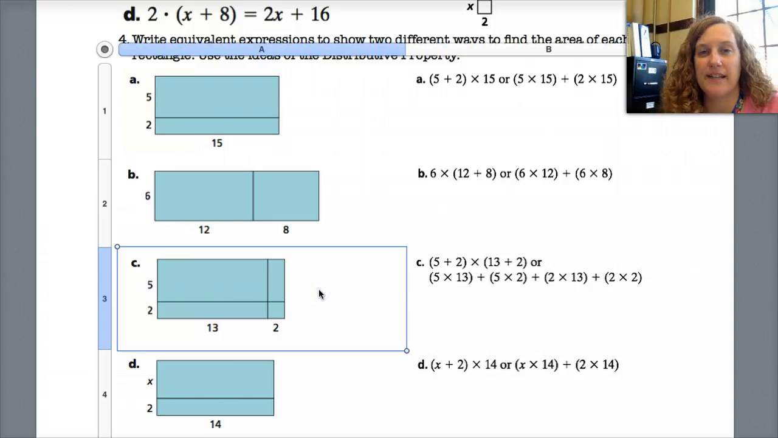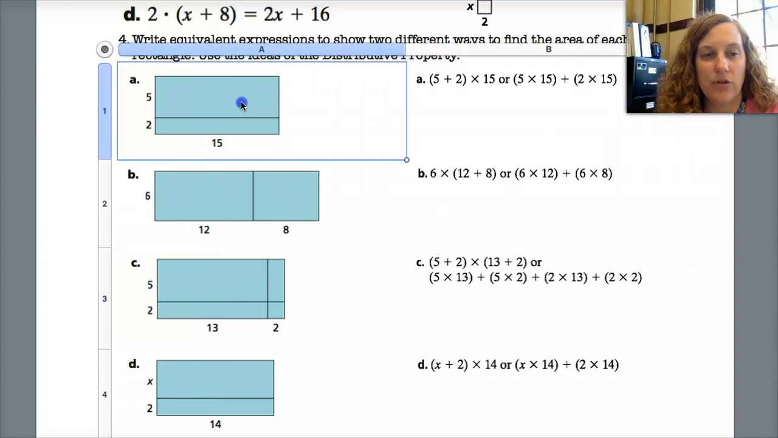For question 4, it's the opposite problem. They give you the shape and you need to write the equation. So here I see that I have a rectangle that one side's 15 and the other side's split up into 5 and 2. So there's two different ways that I can write this.